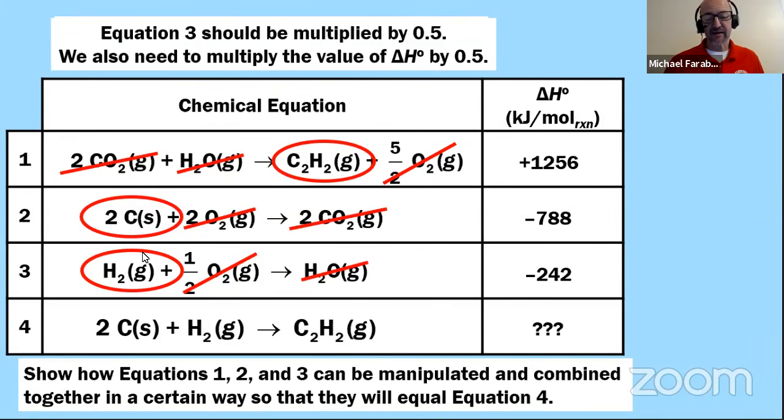So if I add 1256 plus negative 788 plus negative 242, I will get, in this case, the delta H for equation 4, which works out to be positive 226, and that's kilojoules per mole of reaction. So that's an example of Hess's law. You can manipulate equations by flipping them or multiplying by a certain value and then adding them together to equal a new equation. And you just add the delta H's together.